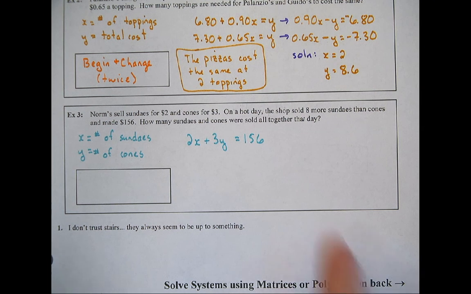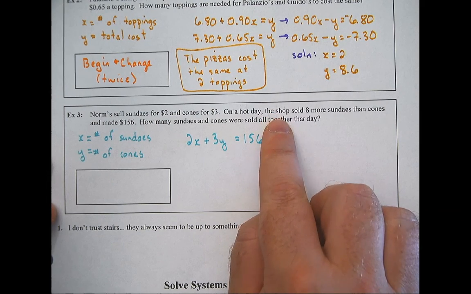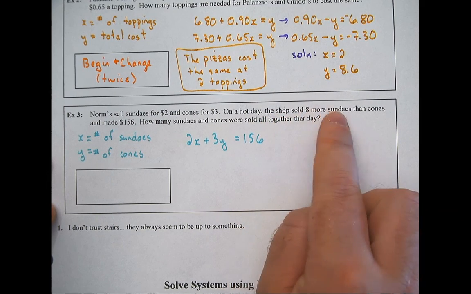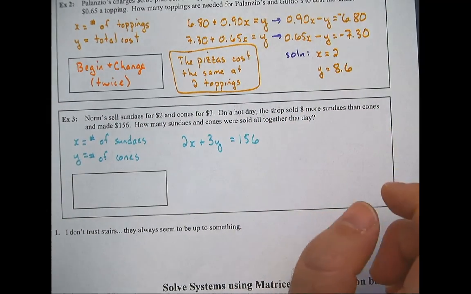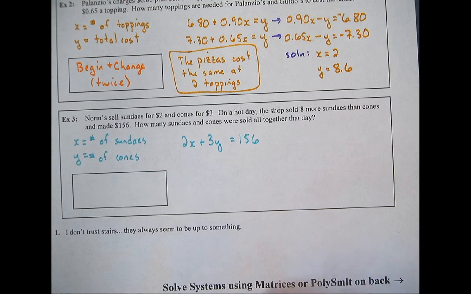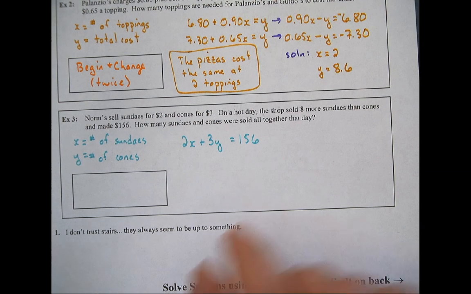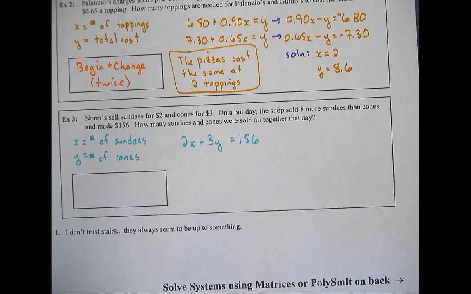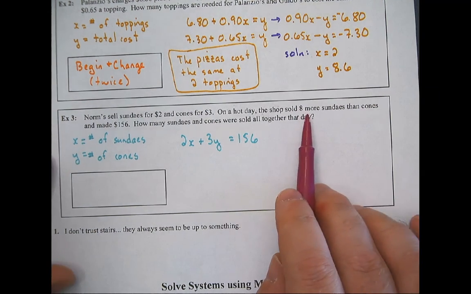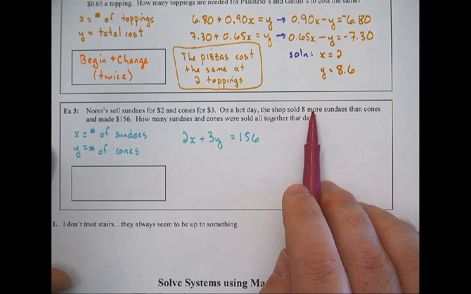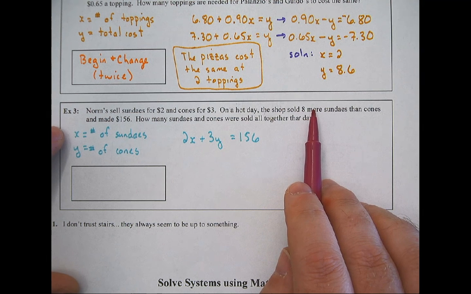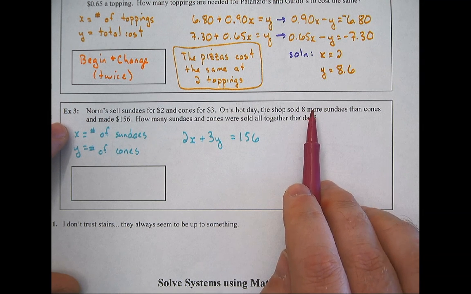Now, what I mean by related is this sentence here. The shop sold 8 more sundaes than cones. So that gets a little bit tricky there. So what do I mean by 8 more? So let's go over here on the side. We know 8 more means add 8. That's pretty obvious. But what gets tricky is where do we put the plus 8?